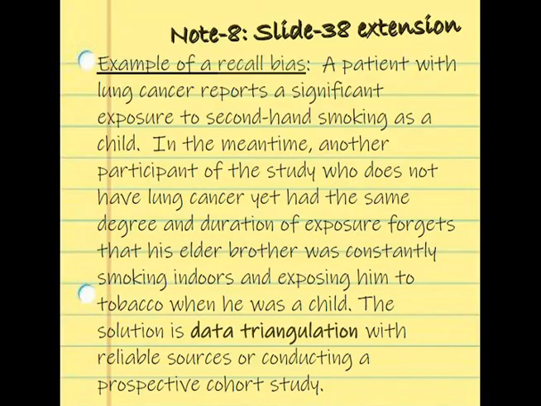Rephrasing, a patient with lung cancer reports a significant exposure to secondhand smoking as a child. In the meantime, another participant of the study, who does not have lung cancer, yet had the same degree and duration of exposure, forgets that his elder brother was constantly smoking indoors and exposing him to tobacco when he was a child. The solutions are data triangulation by reliable and objective sources or conducting a prospective cohort study.